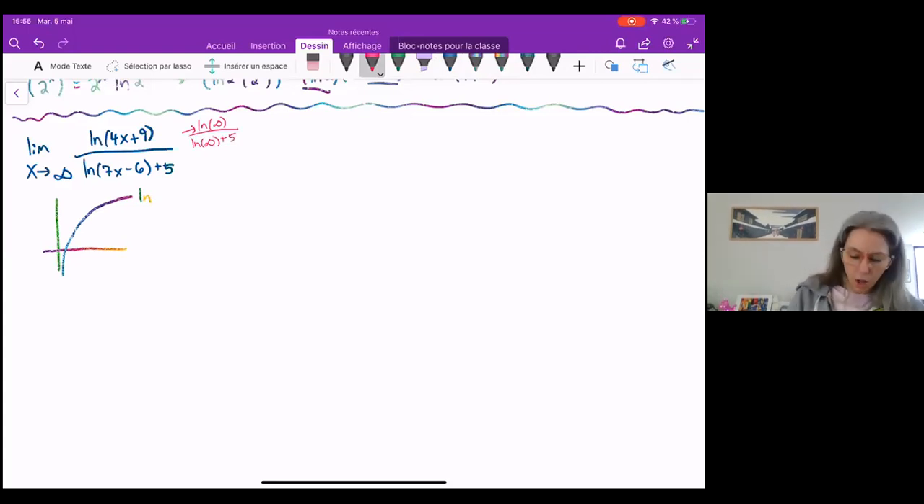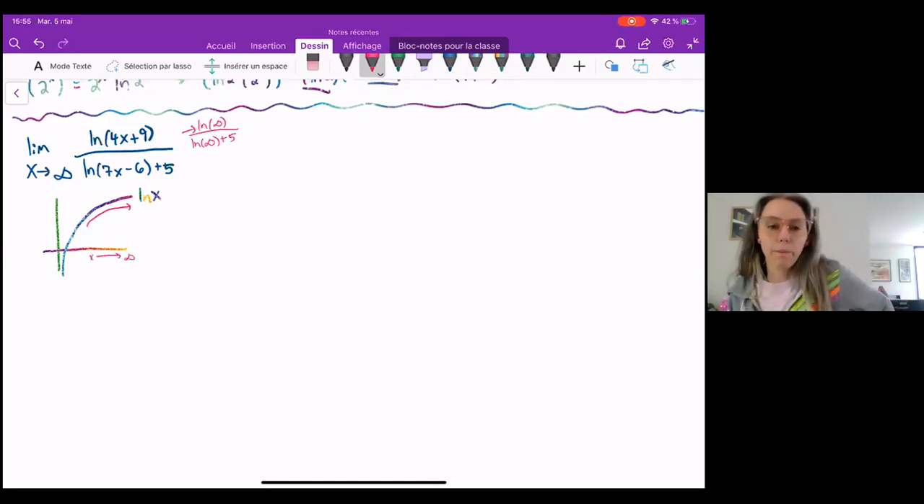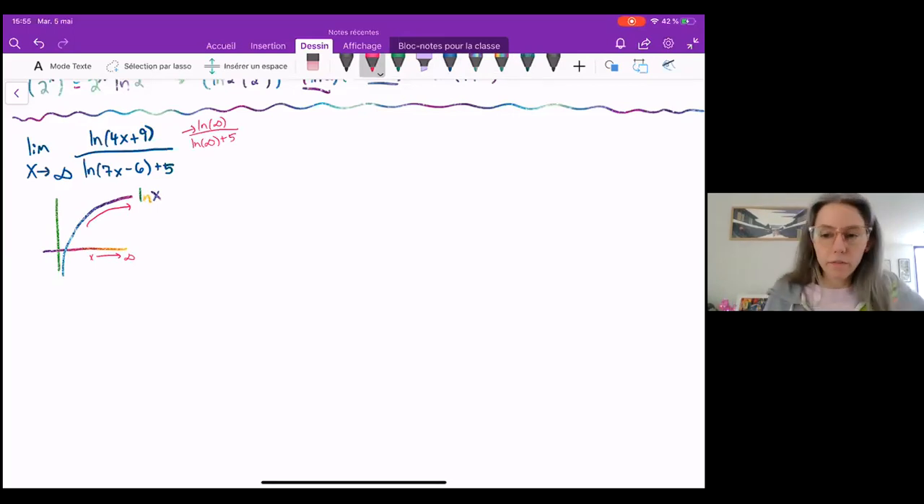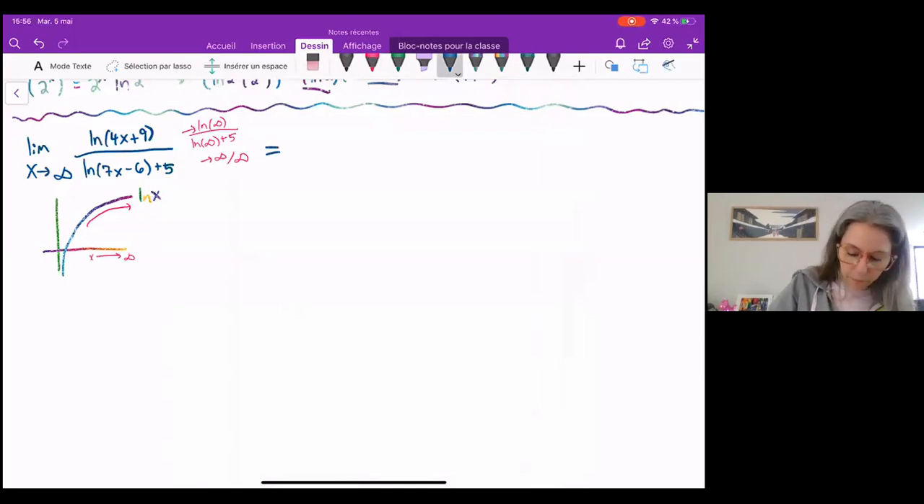But when we look at this ln x right here, what's happening to my y values? As my x values go to infinity, those y values are just getting bigger and bigger. So ln of infinity is just infinity, which means that this is infinity over infinity. So we can apply L'Hopital's rule. So we're going to get equals here with an HR on top.